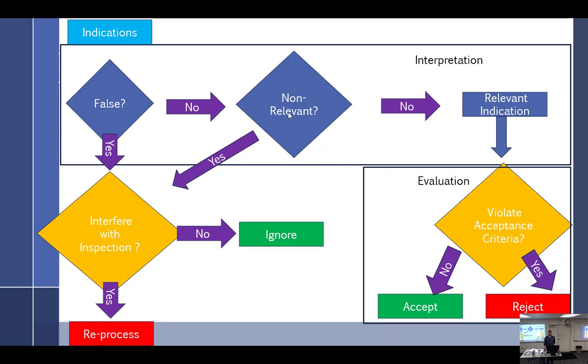Back over to here, if we have a false or non-relevant, then we just decide, does it interfere with the inspection? In other words, especially with liquid penetrant, did it bleed out in an area that now prevents you from inspecting that area? Do you have a hole that was drilled in a part and you didn't wash out that hole very well, now it bled from the hole and looks like cracks are covering up an area? Well, if it does, then you have to reprocess. What does reprocess mean? You start at the beginning. You wash the whole thing, you redo the whole process. If not, then ignore them.